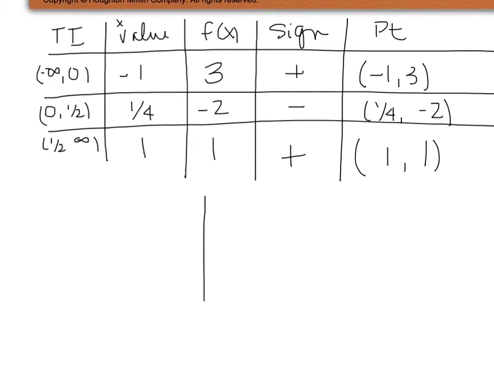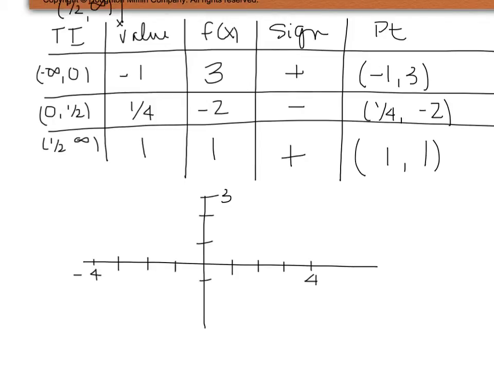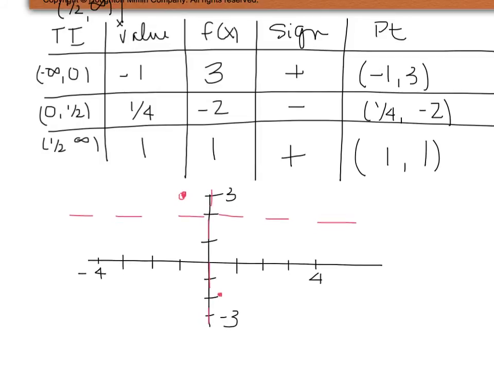So if I go down here and I sketch the coordinate plane, I'm going to go ahead and start out with my vertical asymptote. And remember, your vertical asymptote was at x equals 0, which is really the y-axis. Then we had a horizontal asymptote at y equals 2. So I'm going to come up here through y equals 2. And I'm going to plot my test points at (-1, 3), (1/4, -2), and (1, 1), which is right here.